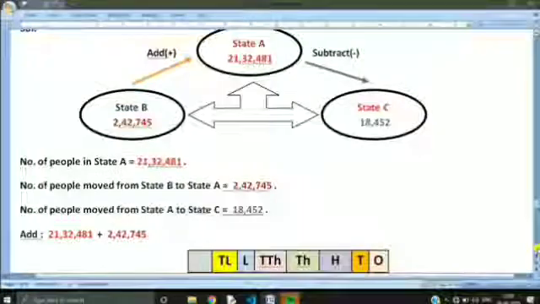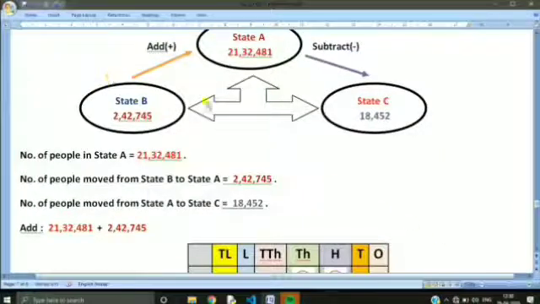So first we will be writing our statement. No need to draw the picture in your solution, it is just for explanation. You can start your solution from the statement. So first statement, number of people in state A, that is 21 lakh 32,481. Number of people moved from state B to state A, it is 2 lakh 42,745. Number of people moved from state A to state C, 18,452. So this way we have defined the number of people who have moved from one state to another state.